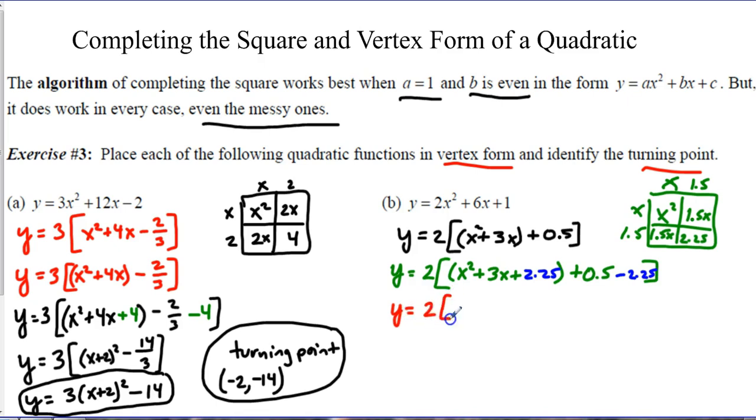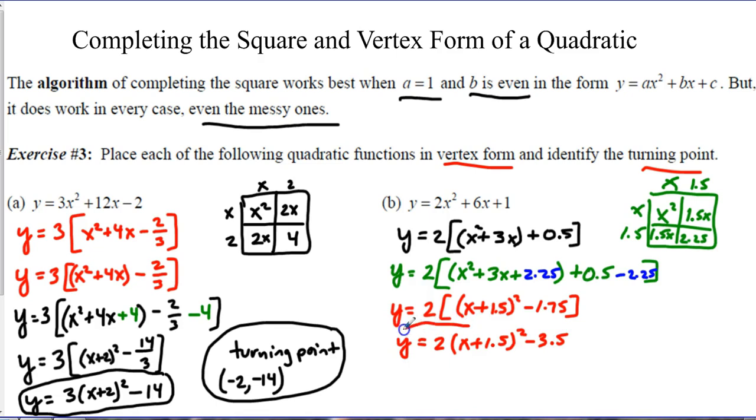Still the 2 is factored out. I can now factor this into square factors, 1.5 squared. Now I put these together. Well, that's going to make it negative 1.75. Now let's just distribute our 2 back. So we've got y equals 2, parentheses, the quantity x plus 1.5 squared. And when you double negative 1.75, you get negative 3.5.